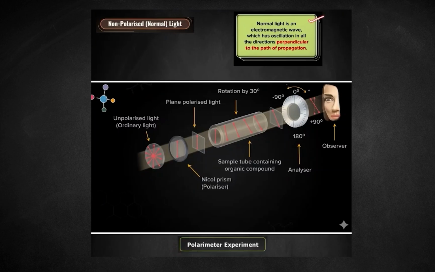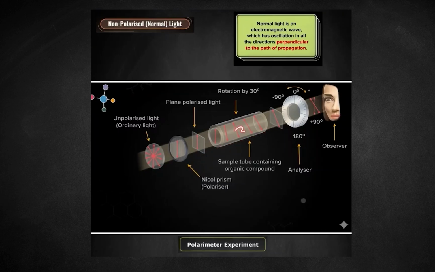Here we are using normal light, which is an electromagnetic wave which has oscillation in all the directions, perpendicular to the path of propagation of light. So here you can see the unpolarized light, that is the ordinary light, and then we are using a polarizer, that is Nicol prism. What the Nicol prism will do is convert unpolarized light into plane polarized light. Here you can see vectors in all the directions of light and here only one component of the light. Now you will have a sample tube here.